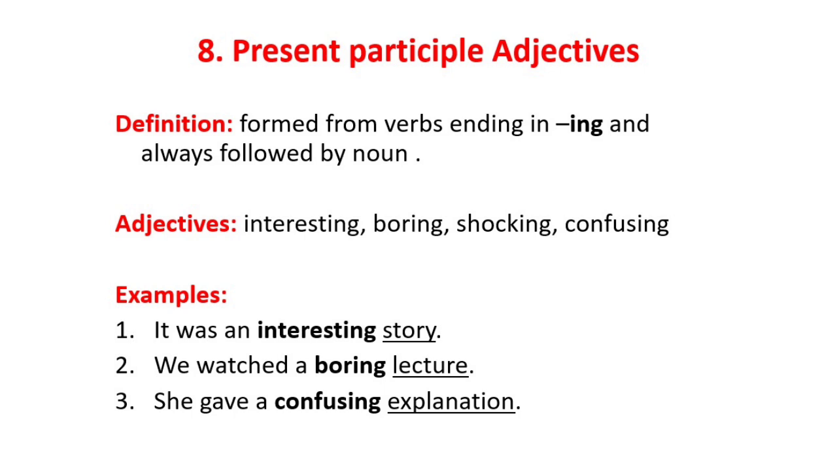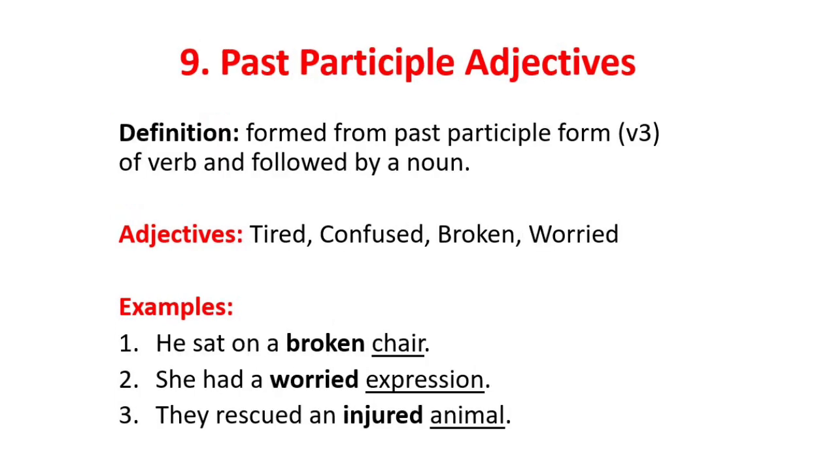Now let's see the next type. Now the last type is past participle adjective. It is similar to present participle adjective. Past participle is also a form of verb, it is the third form of verb. So here in the definition you can see these adjectives are formed from the past participle form, meaning the third form of verb, and followed by a noun. So here one thing is constant, that it is followed by a noun. Whenever the third form of verb comes before a noun, it becomes a past participle adjective. See the examples: tired, confused, broken, worried. These all are the third form of verb.